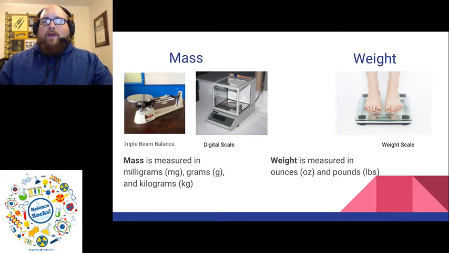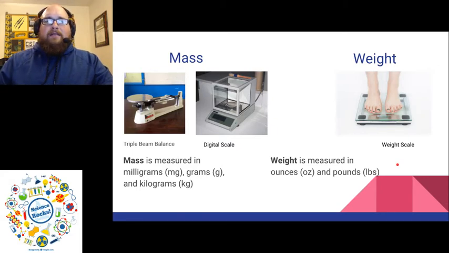Now, when it comes to weight, it is quite different. We still use a scale, but it's a slightly different type of scale. We use a weight scale. And weight scales usually measure in ounces and pounds, okay, especially here in the United States. In other countries, they also use the metric system for their weights as well.